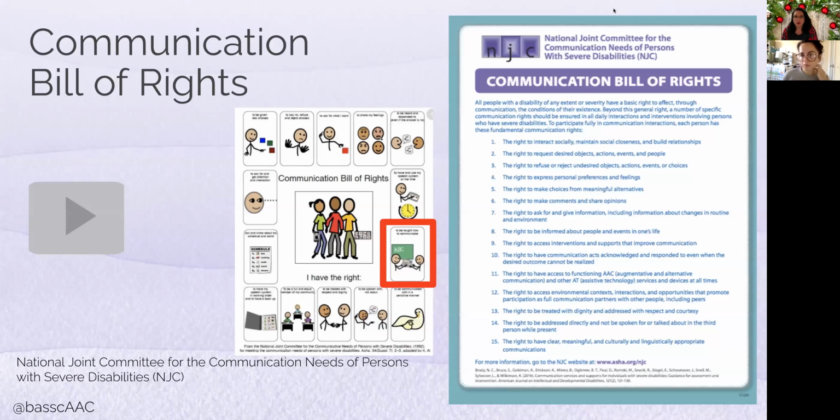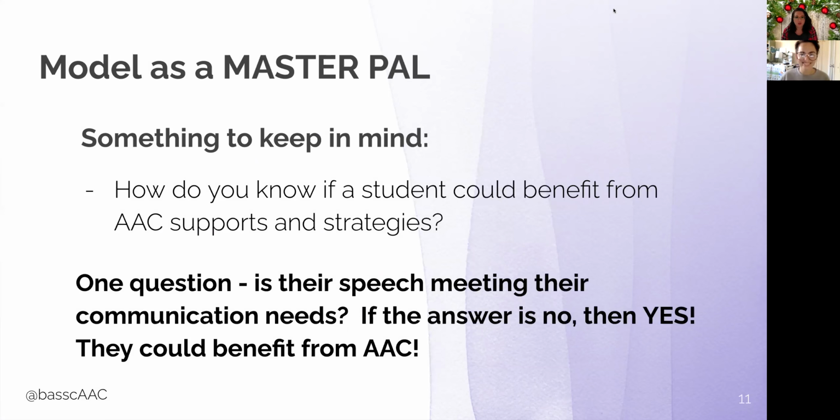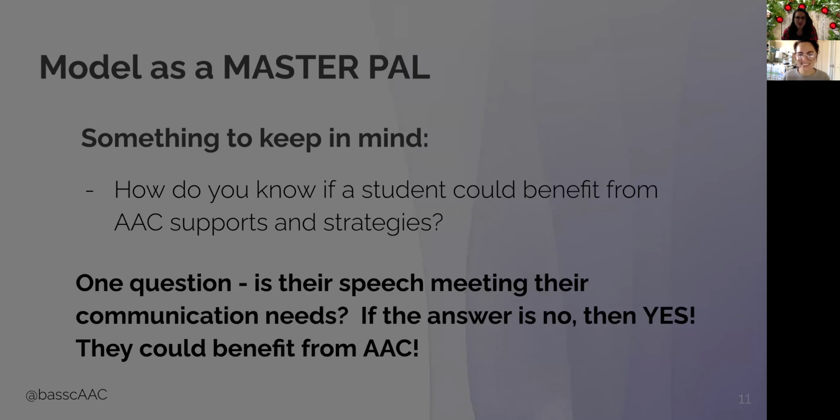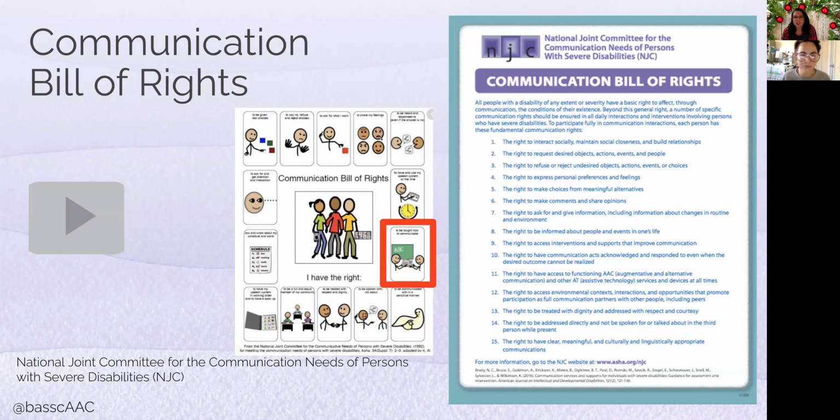And here's just a reminder, the Communication Bill of Rights. If you haven't printed these off, please do so. They're just a great visual support and reminder that I think even helps empower you. Whenever you see them, you feel empowered to help your AAC users, and even going over it with your AAC user and helping them feel empowered as well. So it's a great visual to put up in your classroom and everything. So please print them out.